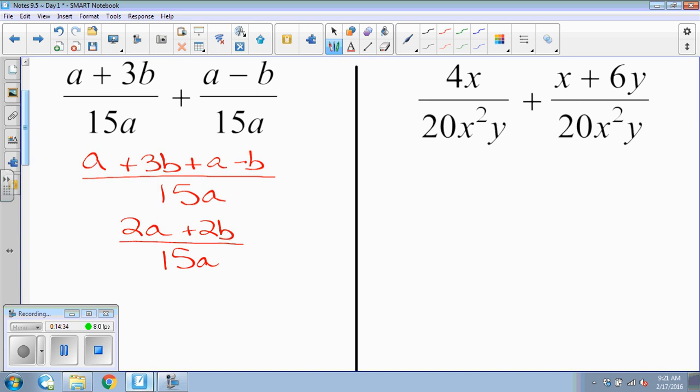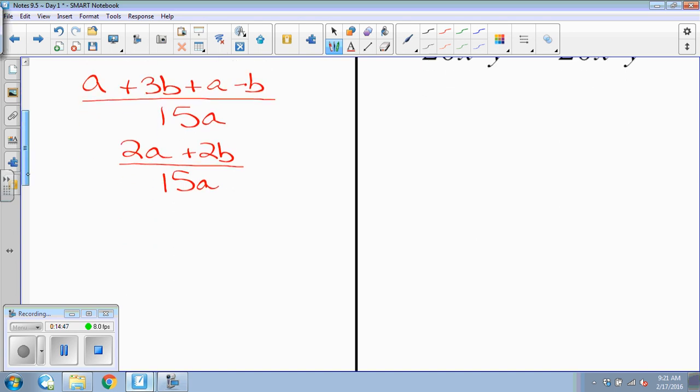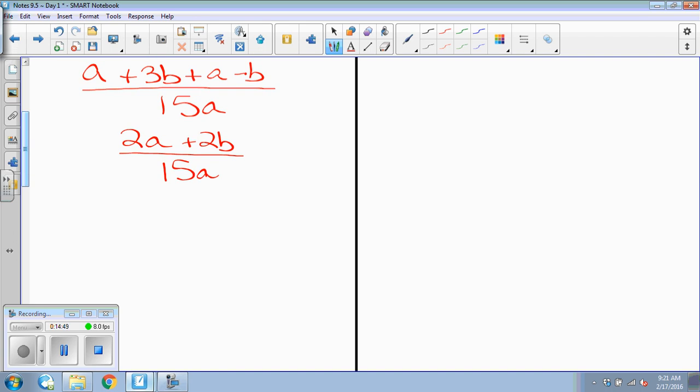Okay. And so now we have 2a plus 2b. What you want to do now is factor that top, because you want to see if it's possible to simplify it with anything at the bottom. In this case, it's not going to, but you always want to check and make sure. So I'm going to factor my greatest common factor out of here, which is a 2. So 2 times a plus b over 15a.